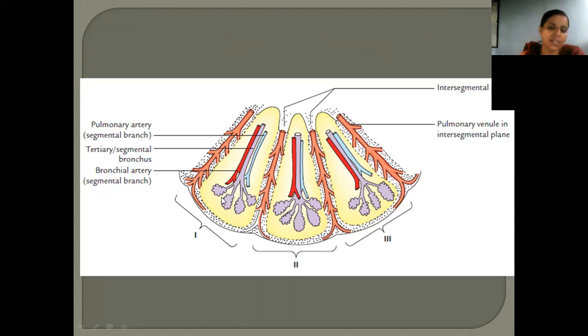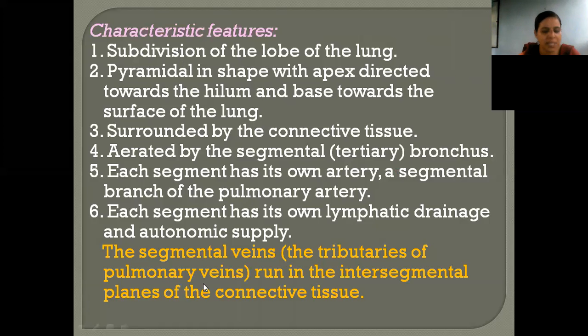So in each of the bronchus, we have tertiary bronchiole, okay, the branch of pulmonary artery, bronchial artery. And in between intersegmental planes, we have pulmonary vein tributaries. You call it as pulmonary venule. So the same thing is written in the form of theory. So characteristic features of these bronchopulmonary segments: they are the subdivisions in the lobe of lung.